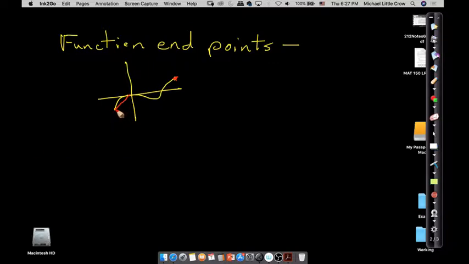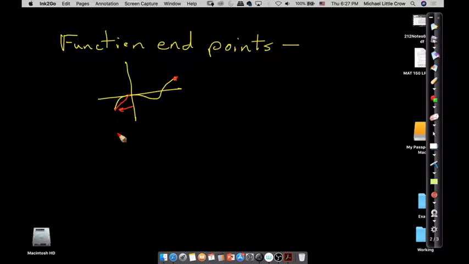This endpoint has a problem. I can come from the right, but can I come from the left? I can't, there's nothing there. So it only would have a one-sided limit. That in itself says I can't take the limit because I can't do both sides.